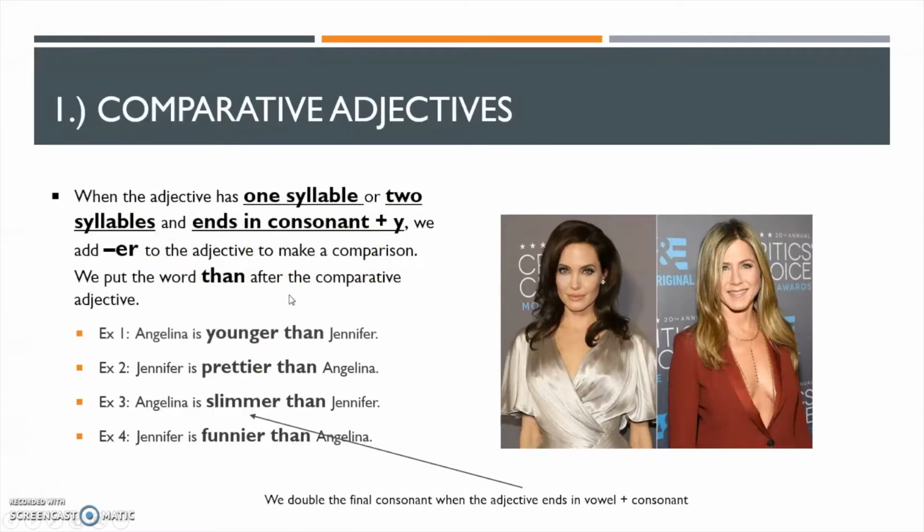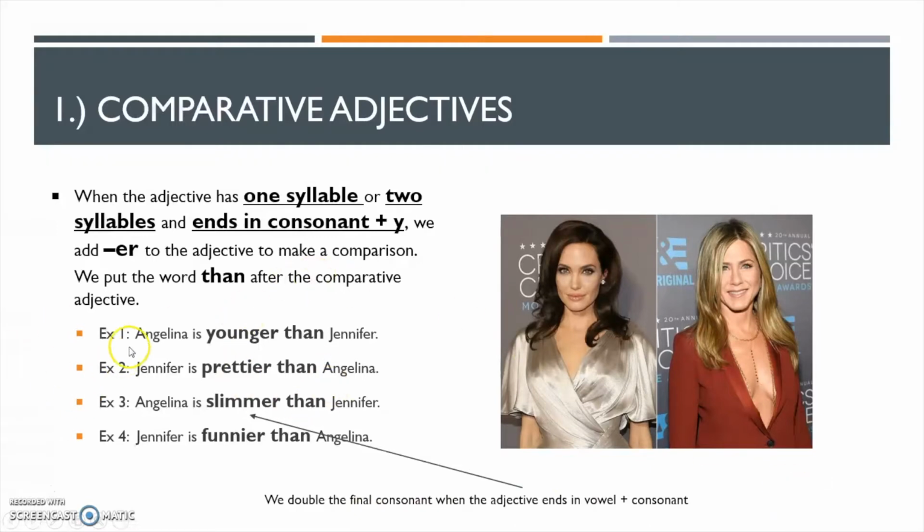For example, Angelina is younger than Jennifer. Young is a one-syllable adjective, so we just add ER to the end. In our second example, Jennifer is prettier than Angelina. Pretty is a two-syllable adjective and ends in consonant Y, so we also add ER to the end. Angelina is slimmer than Jennifer. Slim is another one-syllable adjective, so we again just add ER to the end. But as you notice, we double the final consonant when the adjective ends in vowel and consonant.